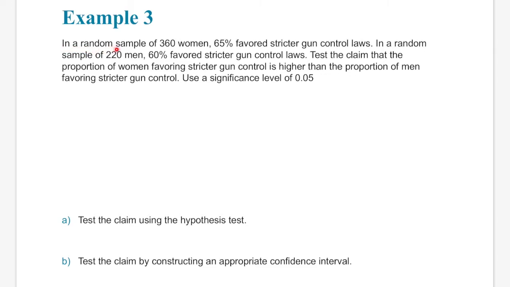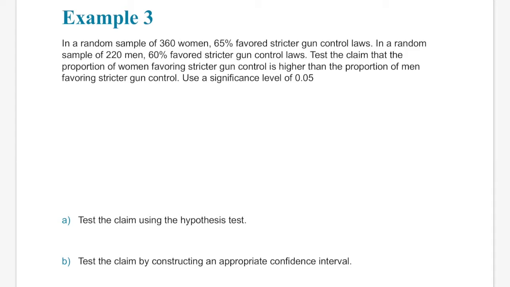Example 3. In a random sample of 360 women, 65% favor stricter gun control laws. In a random sample of 220 men, 60% favor stricter gun control laws. A tester claimed that the proportion of women favoring stricter gun control is higher than the proportion of men favoring stricter gun control. Use the significance level of 0.05.